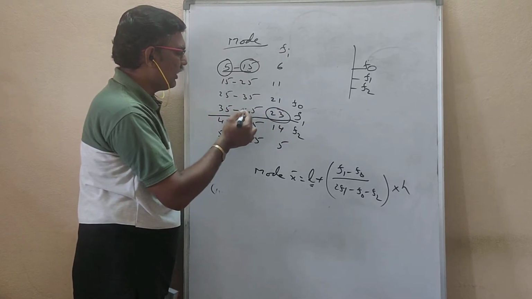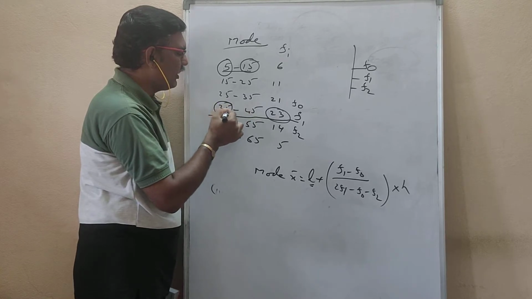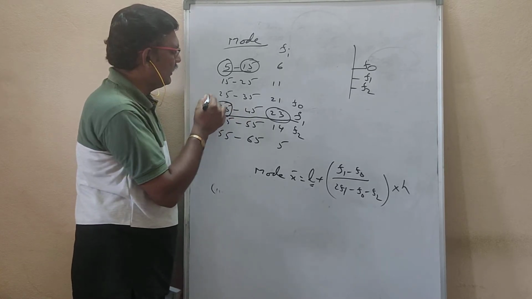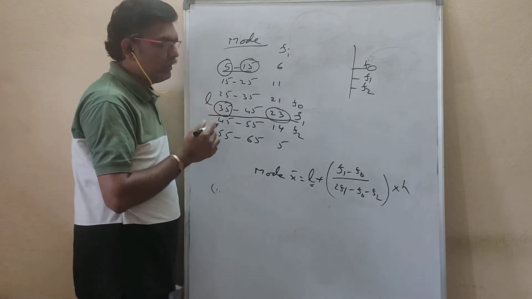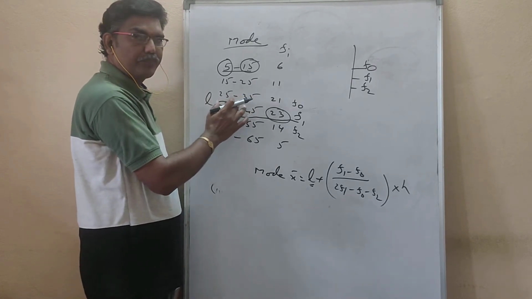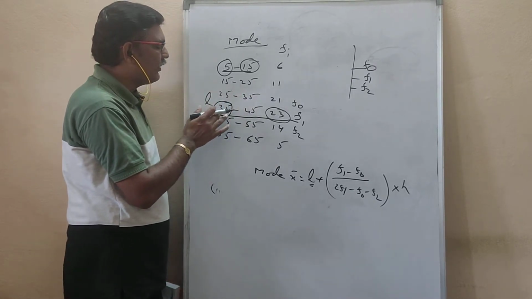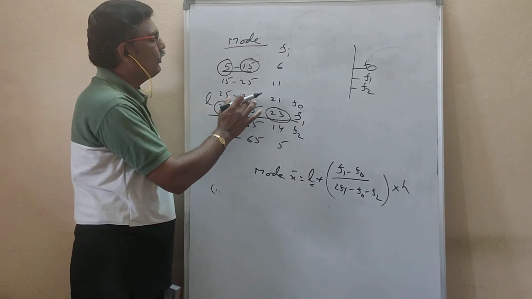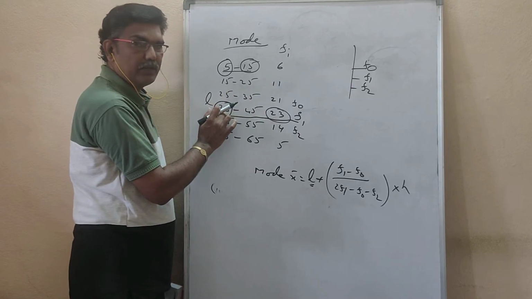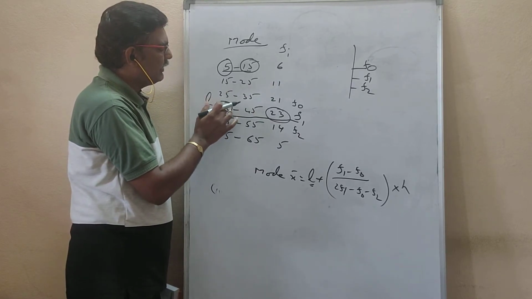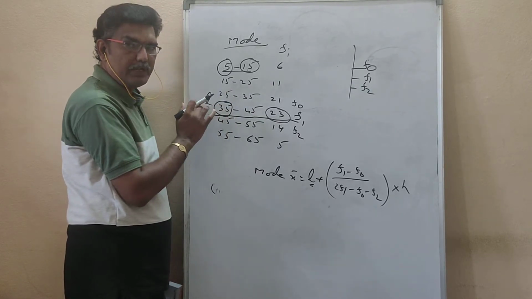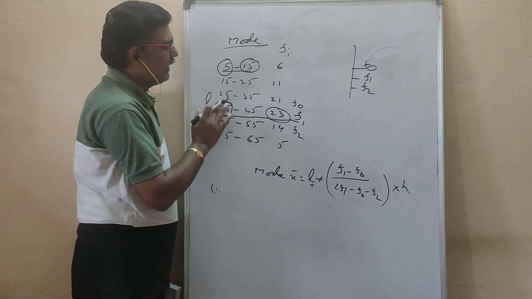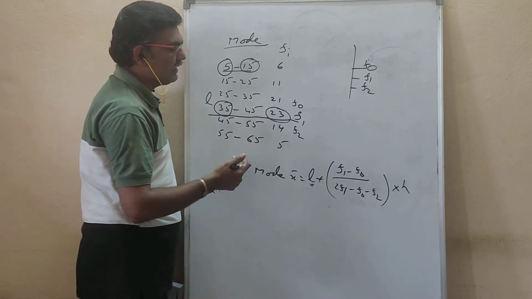In this modal class, what are the lower limit and lower boundary? 35. So the L value is 35 here, because here and here it is the same. If it is not the same, what you have to do is subtract 0.5. If you see 34 here and 35 there, then the modal lower boundary will be 34.5. We will see such problems later in the next class.